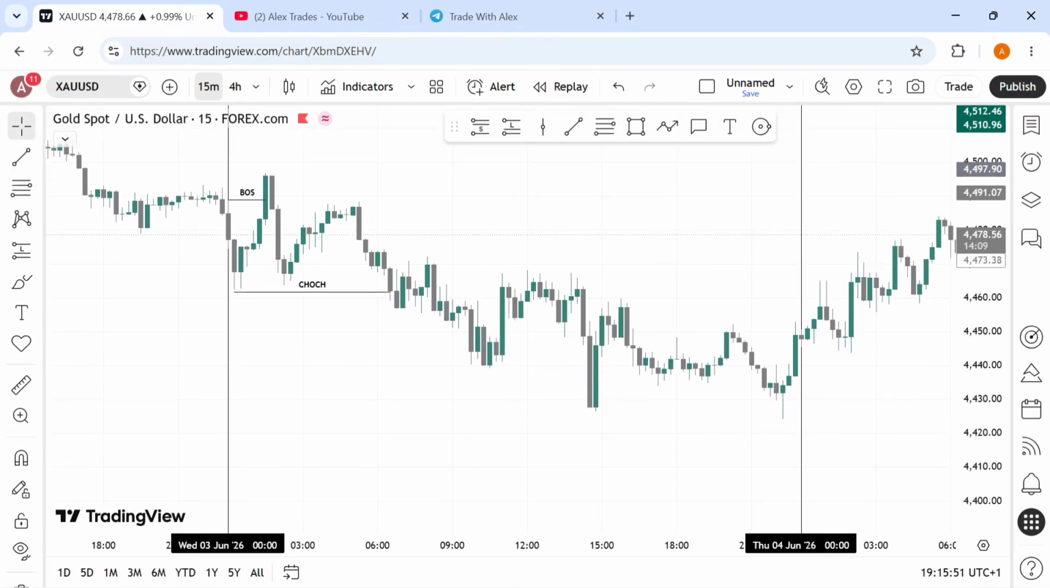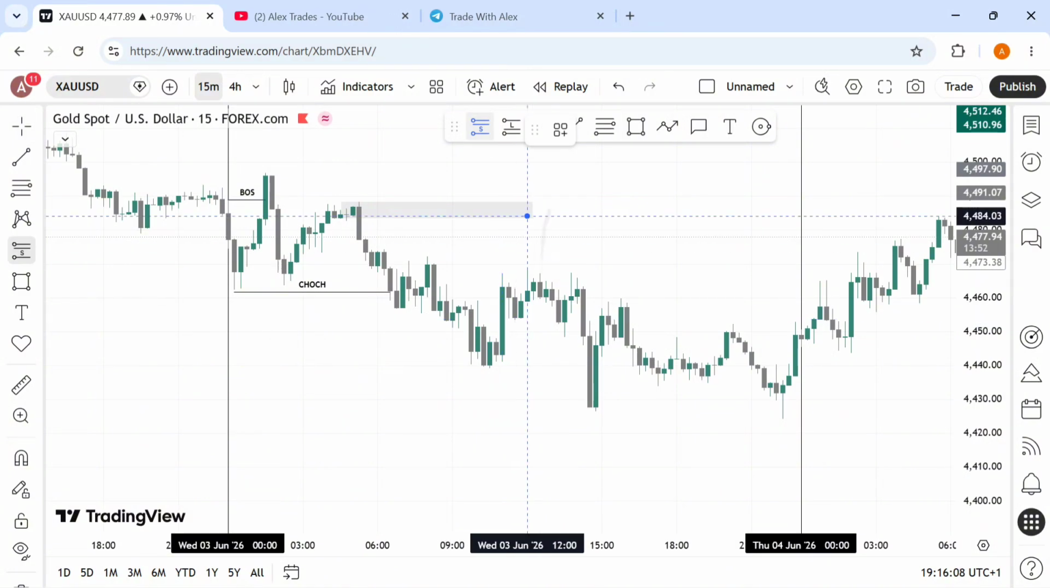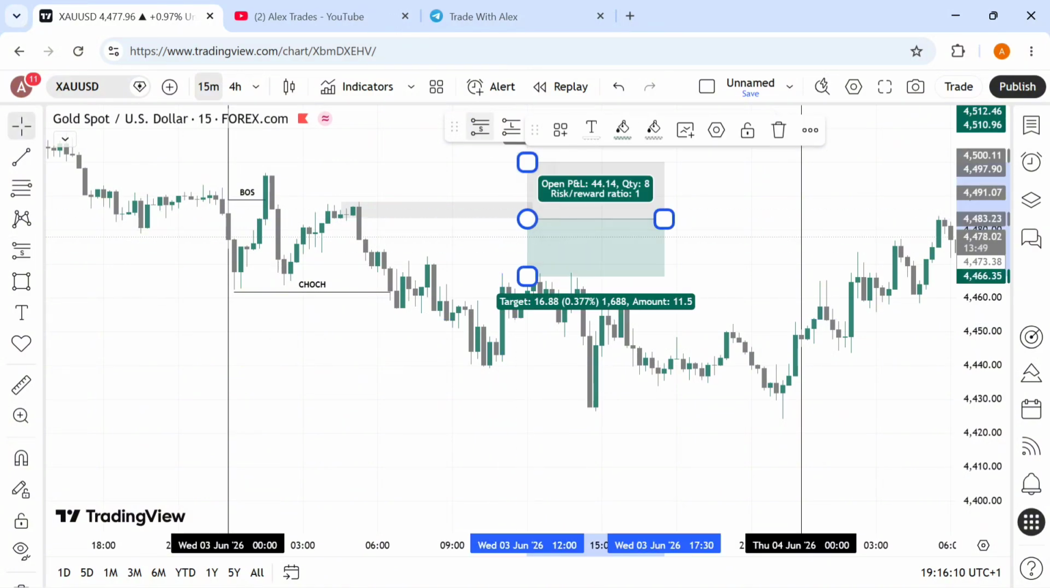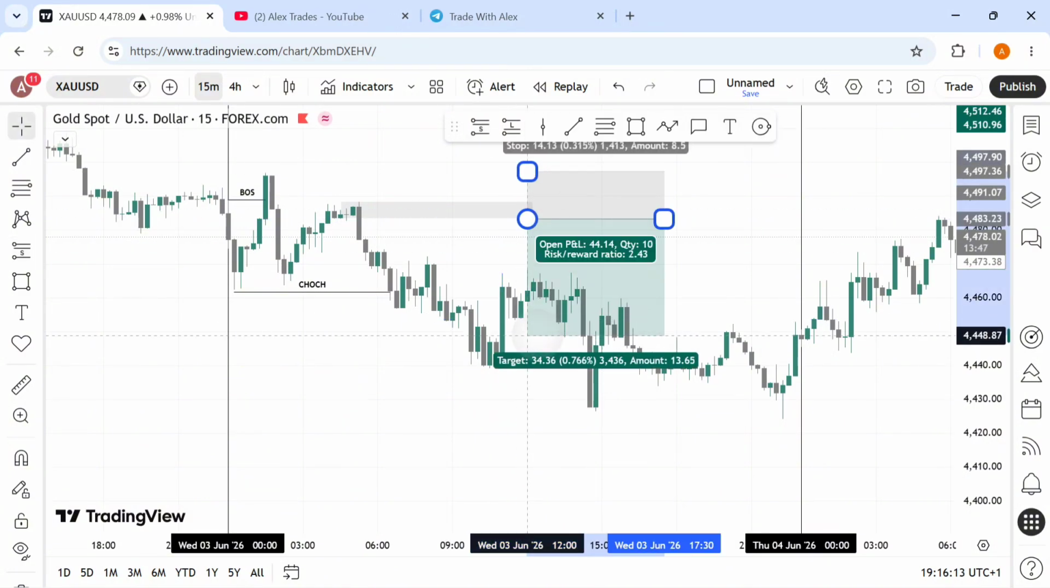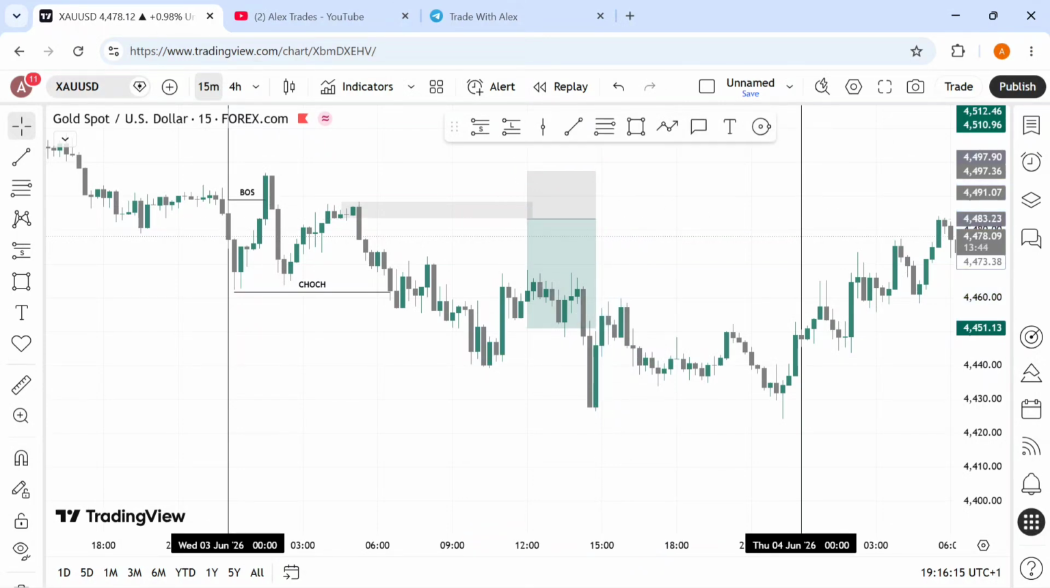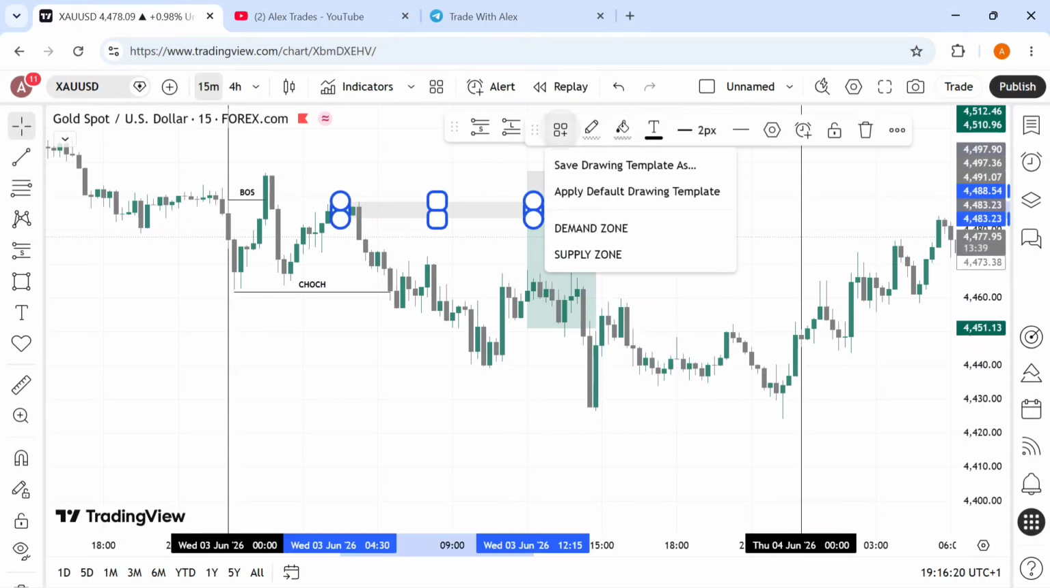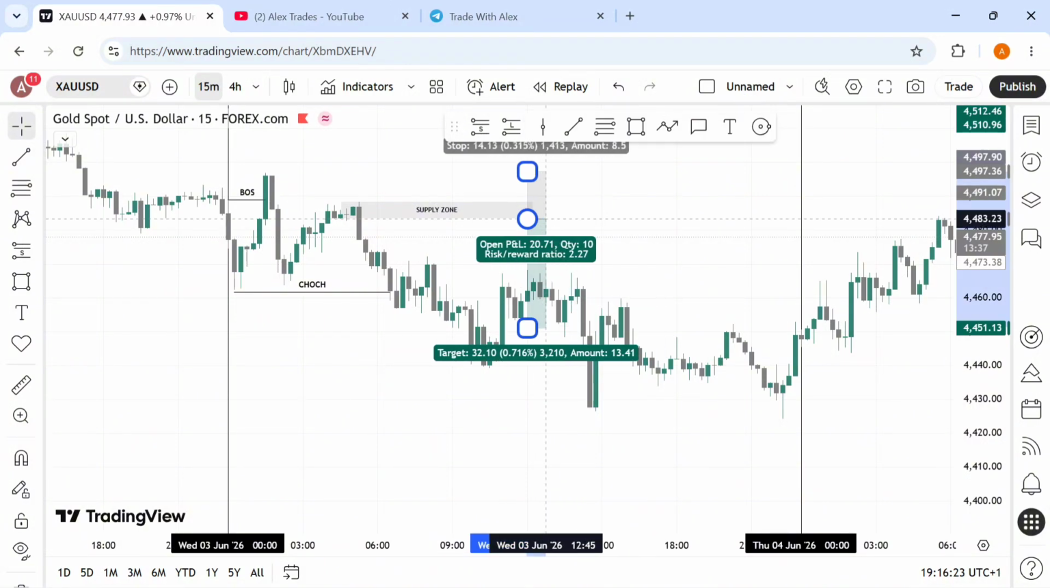After this change of character to the downside, there wasn't any valid zone around here. The only valid zone after that is this point, a valid supply zone to sell from, but it didn't go all the way back up. Stops would have been here, targeting the 1:2. So after coming back here on its retracement, it's going to go all the way back to this point. So that was how this one didn't work out.